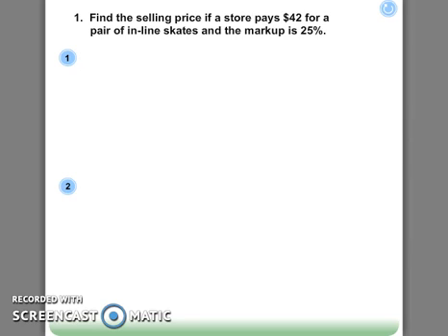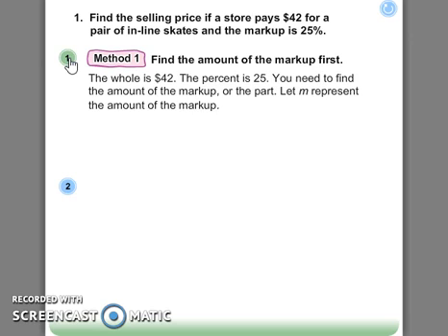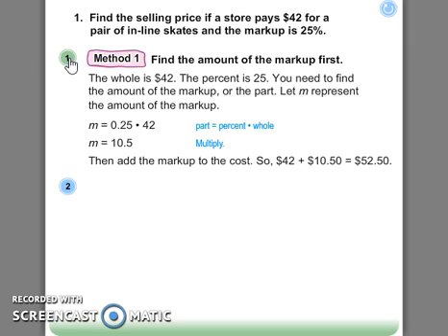To find a selling price, if a store pays $42 for a pair of inline skates, they're going to mark it up because they're not going to sell it to you for what they bought it for. So they're going to mark it up 25% so that they can make a profit. In order to do this, you need to find the amount of the markup first. So the whole is $42, the percent is 25, and you need to find the amount of the markup, or the part. So we're going to let M represent the amount of the markup, and in this problem we're going to use the percent equation.